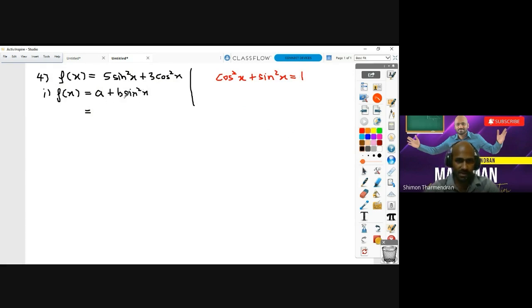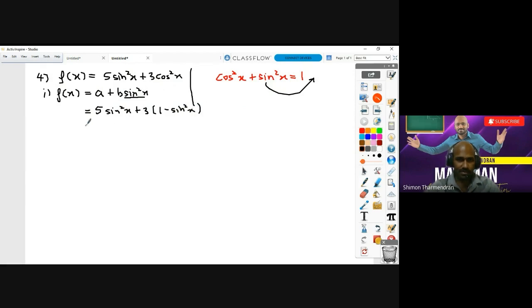So I see my answer has got a sine squared. Yang sudah ada sine squared jangan kacau lah. So you just write back 5 sine squared x plus 3. The cos squared I can change. From here, cos squared, I just bring this over. So cos squared I can change to become 1 minus sine squared x.